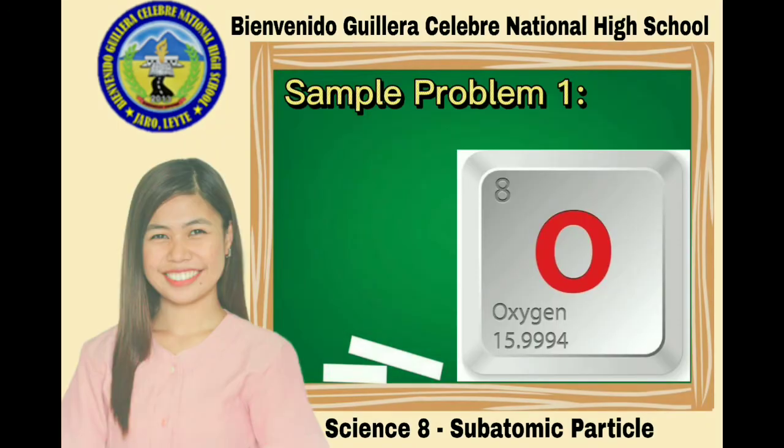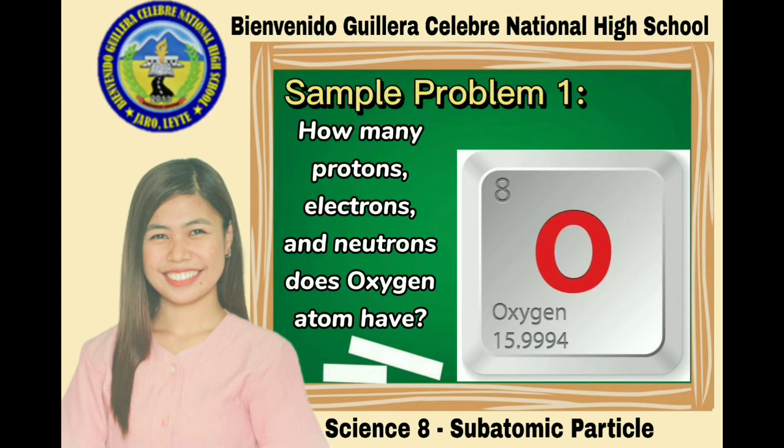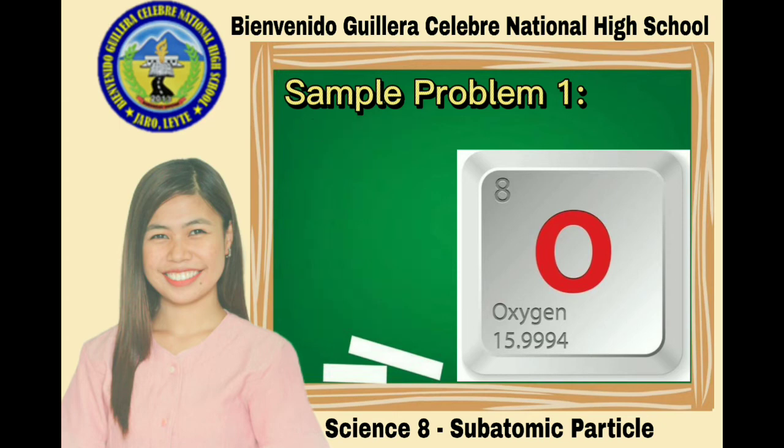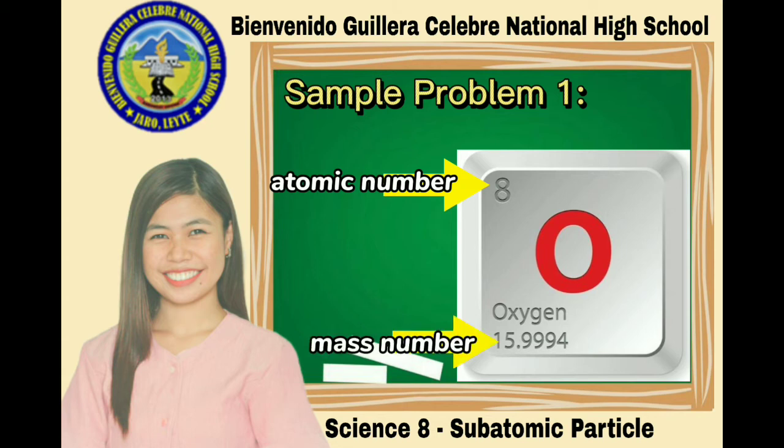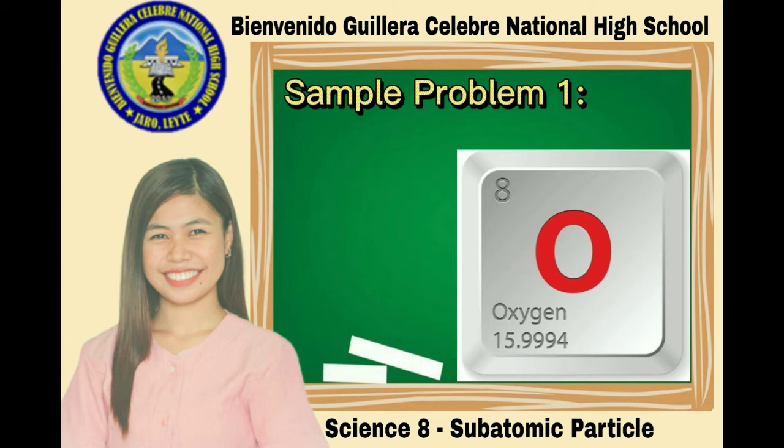Using the formula in determining the number of subatomic particles, how many protons, electrons, and neutrons does oxygen atom have? Looking into the given quantities, we have the atomic number, which is 8, and the mass number, which is 16. We are to find the number of protons, neutrons, and electrons.